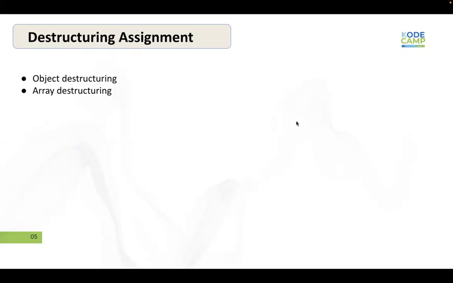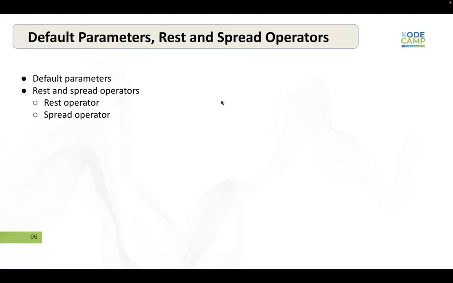Okay, so in our previous class, we introduced ES6. We went over some ES6 features and we stopped at destructuring assignments, where we discussed object destructuring and array destructuring. So today we will continue with default parameters, rest and spread operators. First of all, we'll be looking at default parameters. So what are default parameters actually?